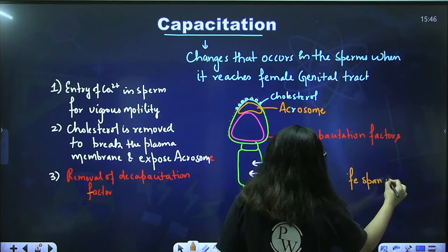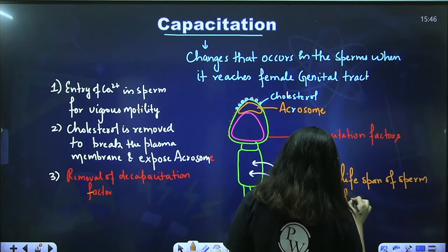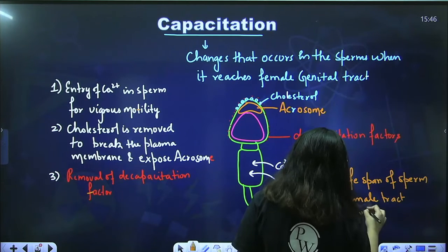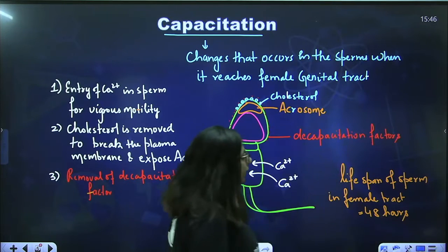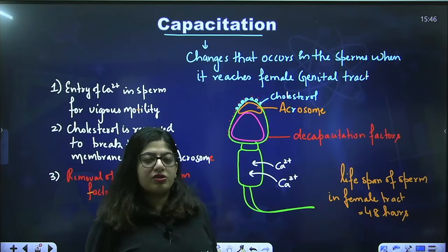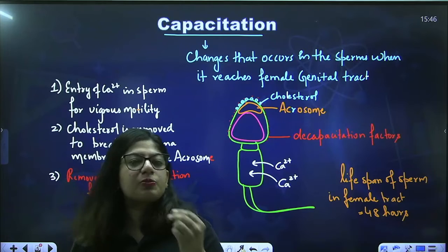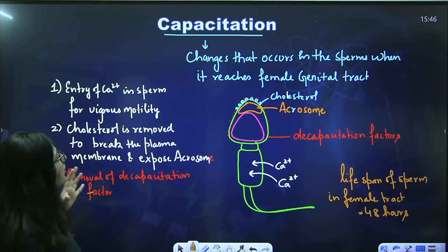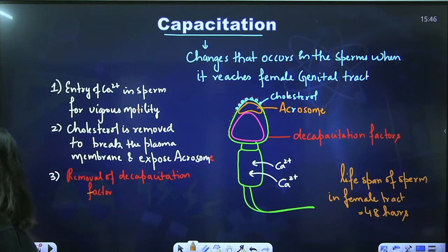The lifespan of sperm in the female tract, I have just told you, is 48 hours. Right? So if someone has done copulation or sexual intercourse today, for around 48 hours, like 2 days, the sperm can easily survive in the female tract, right? Now this is the thing, the changes that should occur in the sperm. Moving further to the next.